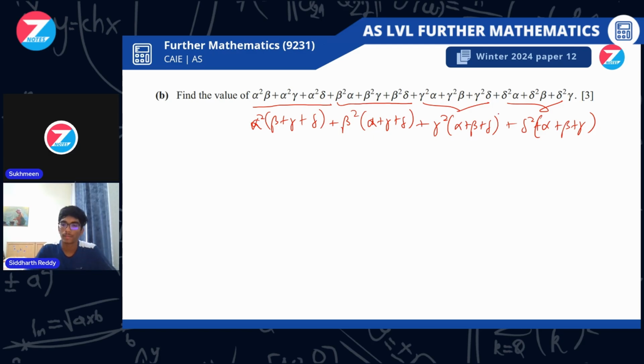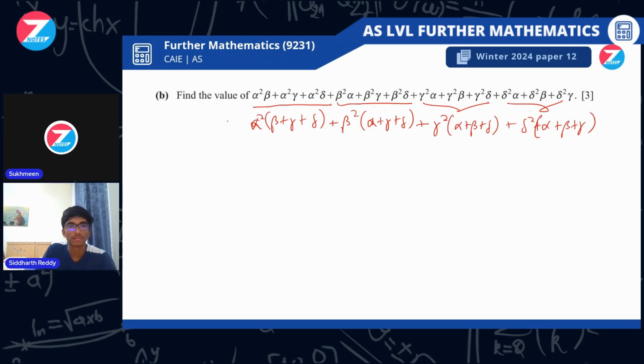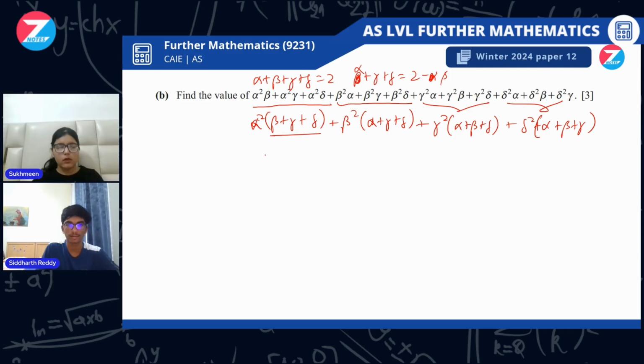Okay, let's go back to the slide and write down this identity. So we have alpha plus beta plus gamma plus delta is equal to 2 always. So for example, if we want this, we can write beta plus gamma plus delta is equal to 2 minus alpha. And similarly, if we want this alpha plus gamma plus delta, we can write 2 minus beta. Okay, you should get the idea.